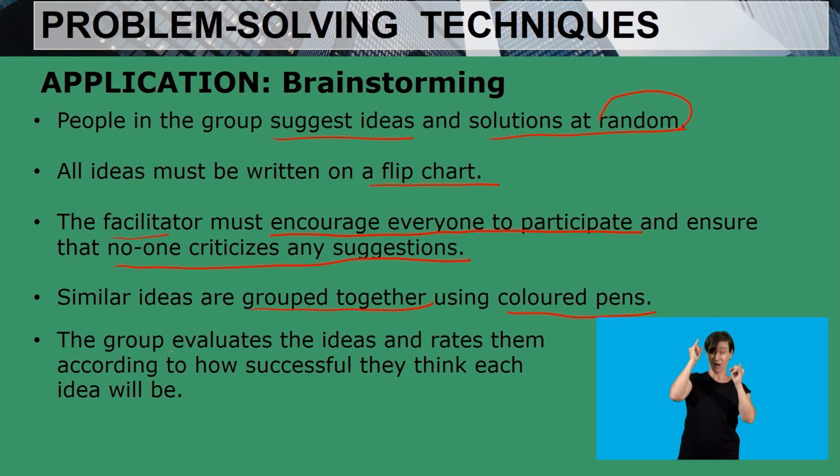The group evaluates. Don't forget, when you're evaluating, we are looking at the advantages and the disadvantages, the positives and the negatives. So the group evaluates the ideas and rates them according to how successful they think each idea will be. I hope you've seen, with brainstorming, everyone is allowed to share their ideas, but no one will criticize any suggestions. So this is motivating to the group members, right? So I hope you understand brainstorming and its application.